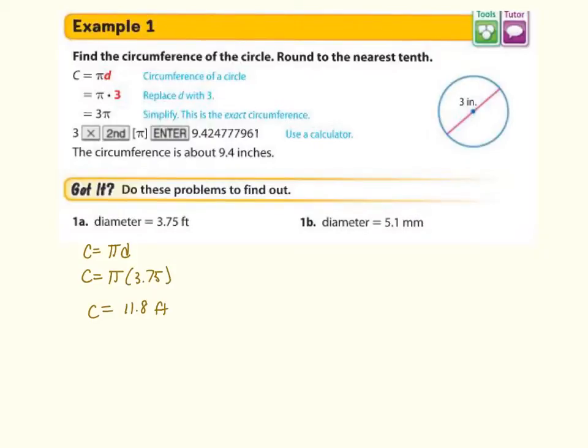1B, again, let's write down the formula. C equals pi d. Okay, now let's substitute. So the circle that has a diameter of 5.1 millimeters will have a circumference of 16.0221223. However, rounding to the tenths place, it's just going to be 16.0, which is 16 feet. Or, I'm sorry, millimeters.